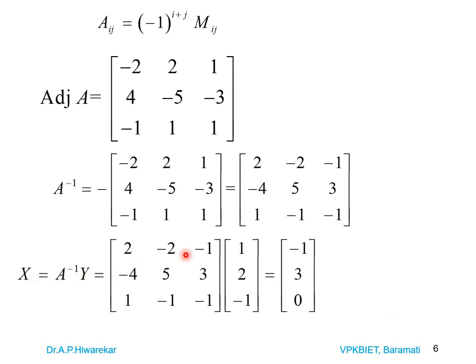So x is A inverse of y. A inverse is this, into the y values, which are given as 1, 2, minus 1. If you solve this product, it is the first row of this and the first column: 2 minus 4 is minus 2, plus 1 is minus 1. Then second row, this column: minus 4 plus 10 is 6. Then minus 3, 6 minus 3 is 3. Then this of this: 1 minus 2 is minus 1, plus 1, that is 0. So the corresponding values of x are minus 1, 3, 0 when the y values are given as 1, 2, minus 1 corresponding to the given transformation. So that is the answer of this problem.